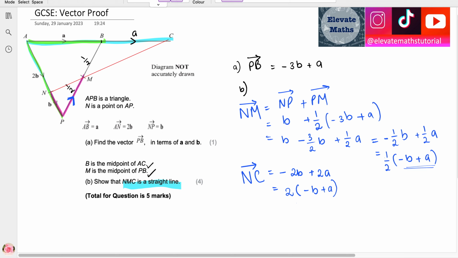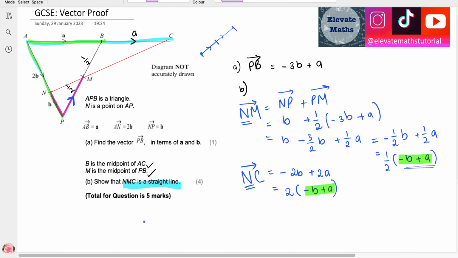So what's happened here is they are both multiples of minus b plus a, NM and NC. Okay, which means they're both parallel vectors. And we also realize that we have a common point N for these two vectors. If two lines are parallel, okay, and then they have a common point starting over here attaching to those two parallel lines, they must be the same line. Okay, we have a point here, a point here, a point here. They must be on the same line. Now, this proof is not done yet.